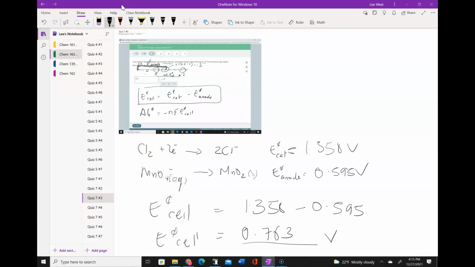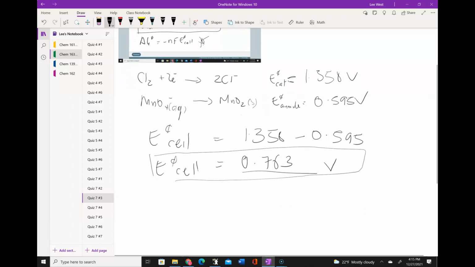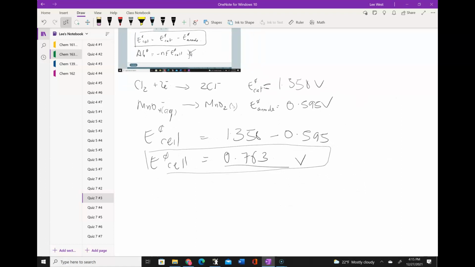Now that's just the first part of the problem, right? Because what we need to do now is put that into our little formula and get the actual delta G for this reaction. And they want units in kilojoules, so we'll have to do a bit of work there to get that as well. So the next thing that we need to figure out is the number of electrons transferred.